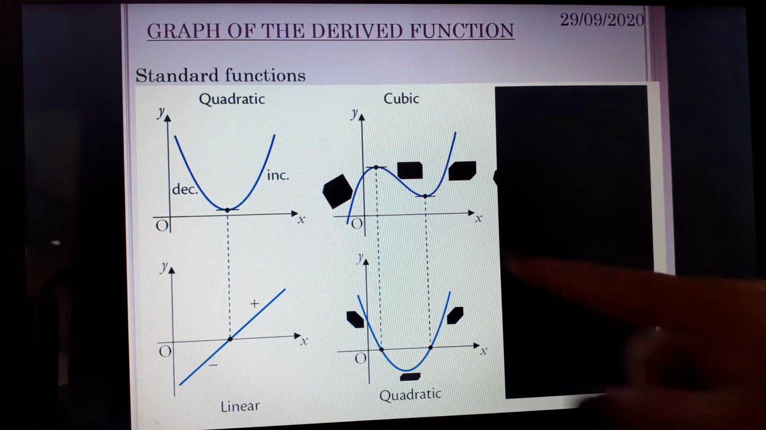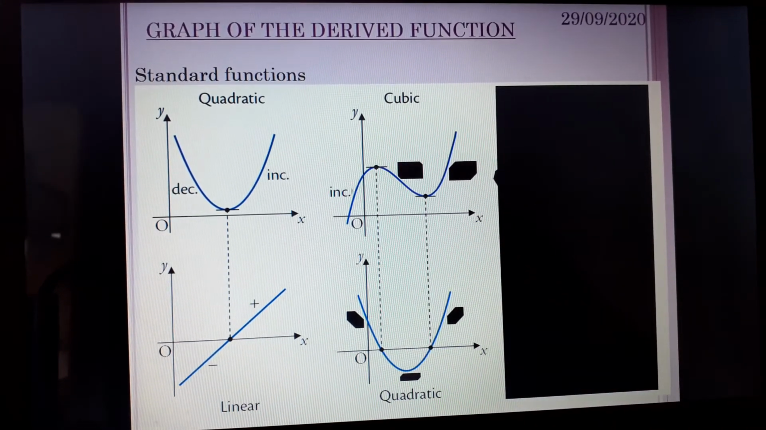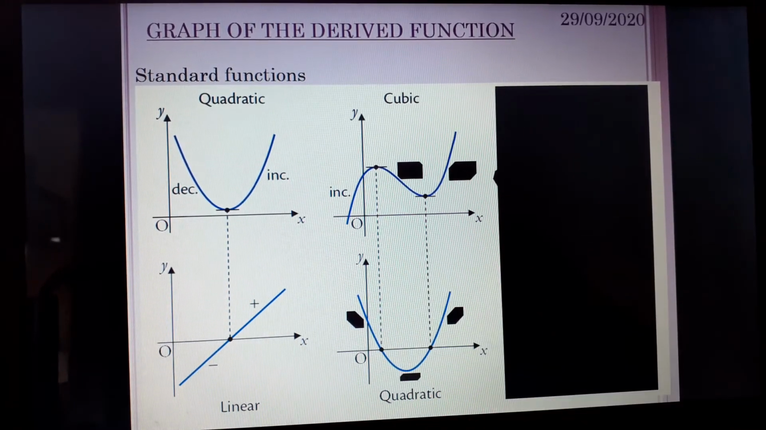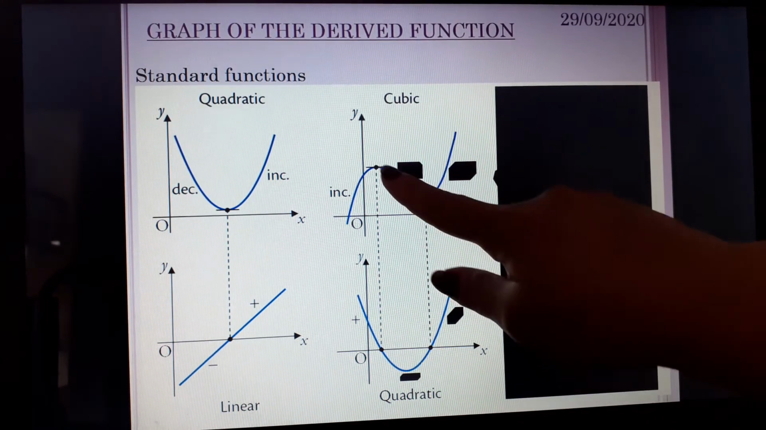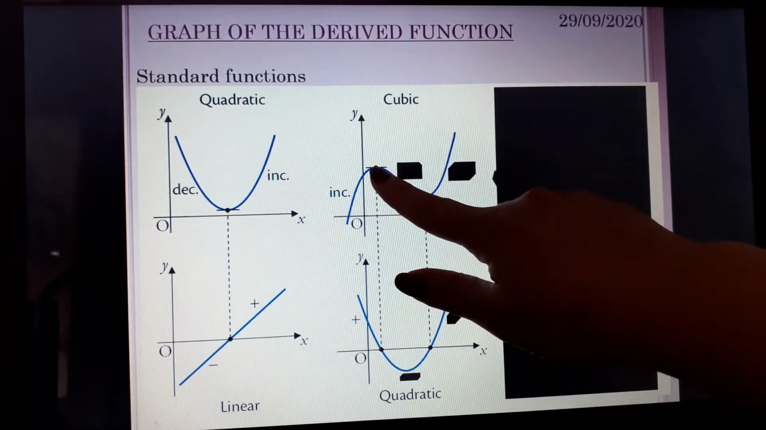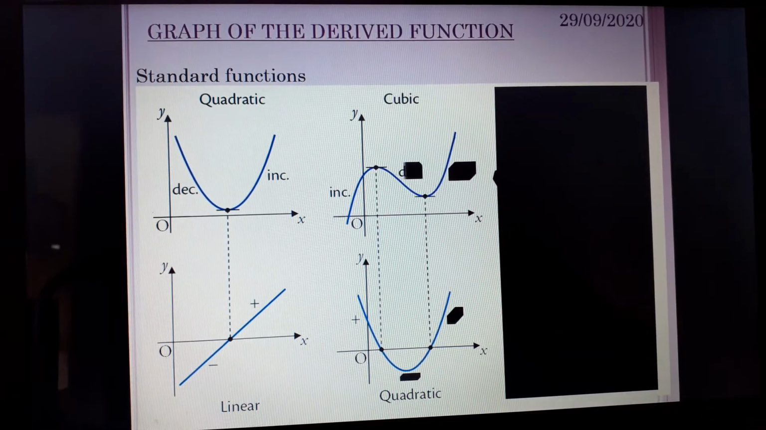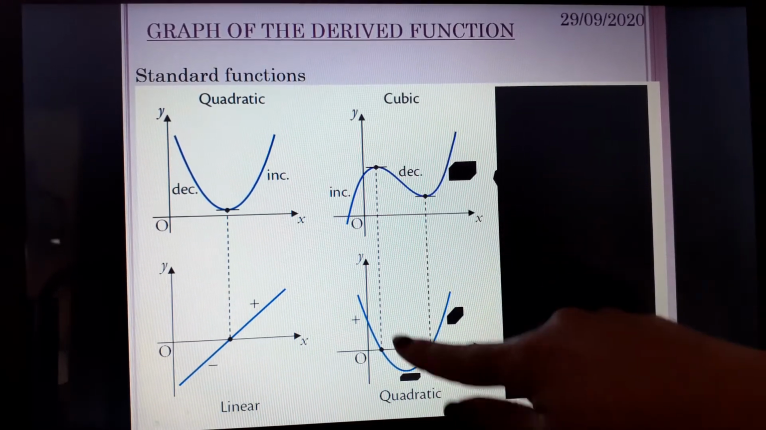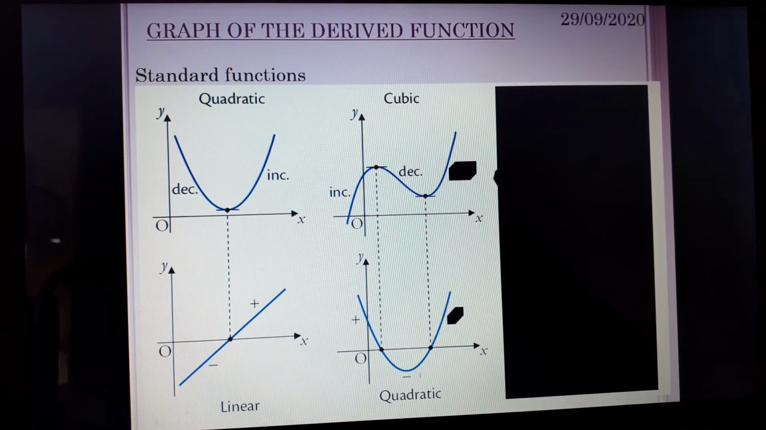Here we have a graph that is increasing. So that means that dy by dx would be greater than 0. So it just has to be above the x-axis here. Has to be positive. Here we can see the graph between here and here is going down the way. It's decreasing. So that means that between here and here, it has to be below the x-axis, negative.